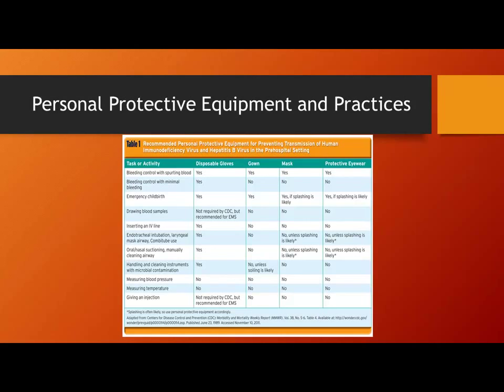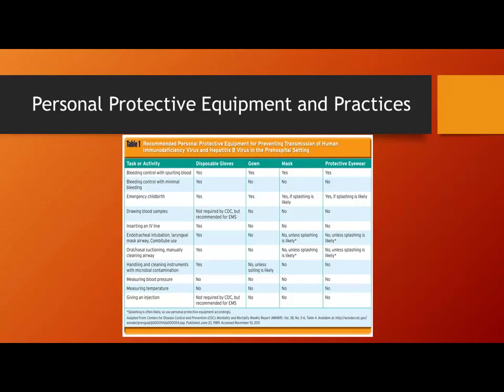It's a very good idea to know what to wear as far as PPE goes. I'm not going to go over this whole chart here, but the important thing is understanding what I should wear a mask with and what I should wear gloves with. At the end of the day, the bottom line for PPE is we do this to protect ourselves, and if I'm protected, then I can treat this patient just like any other patient if I've got the right PPE on, right?